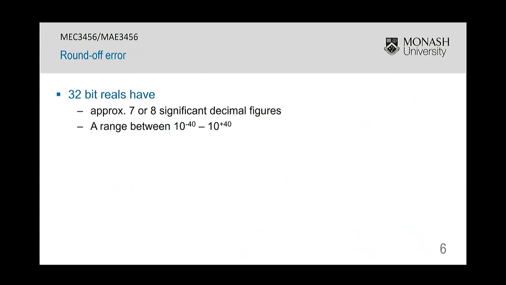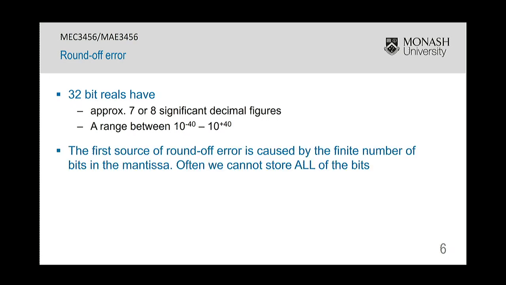So 32-bit real numbers have approximately 7 or maybe 8 significant decimal figures, depending on the number. They can be as small as 10 to the minus 40 and as large as 10 to the plus 40.